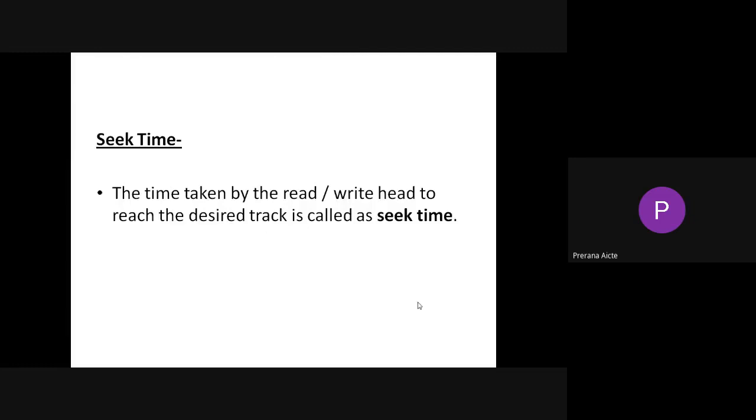So seek time is related to position. The time taken by the read or write head to reach the desired track is called seek time.